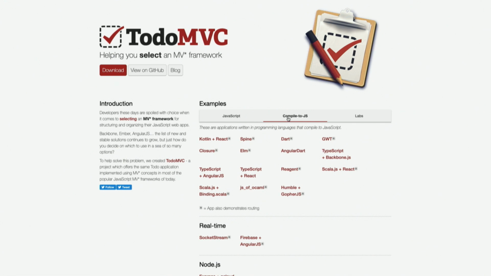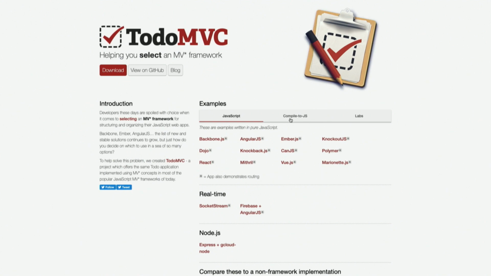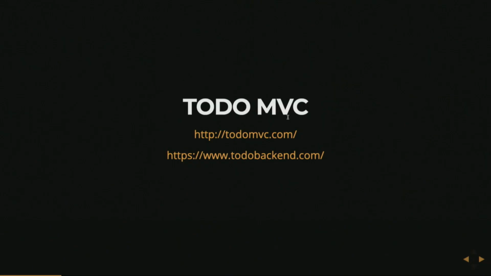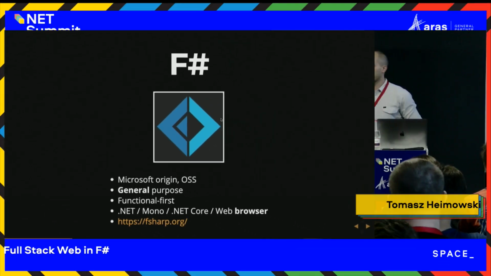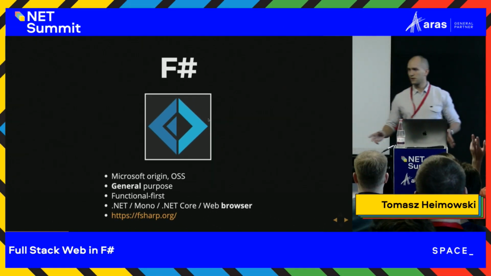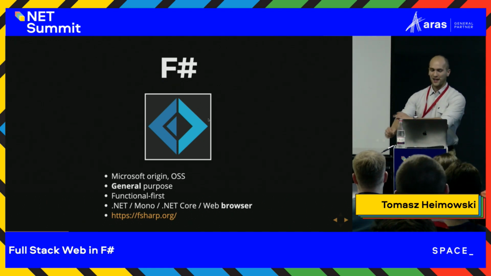So this is for the front-end stuff, but there's also a project for the backend stuff. So To-Do Backend shows how to implement the backend for To-Do MVC application from the backend perspective. And today we'll see how to do both at the same time. And we'll do that in F#. So how many of you know F#? Not a lot. So I'll try to briefly explain what F# is.